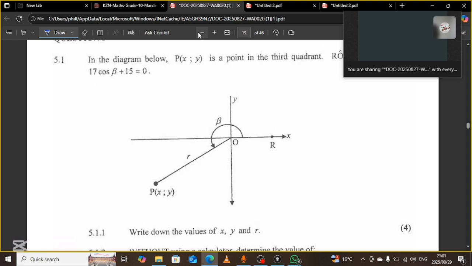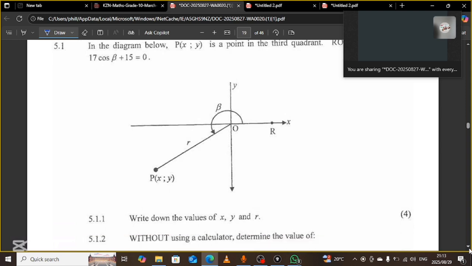The first question is find the value of x, y, and r. I'll be right back. What is your r? My r is 17. And what is your x? And what is your y? Wrong.